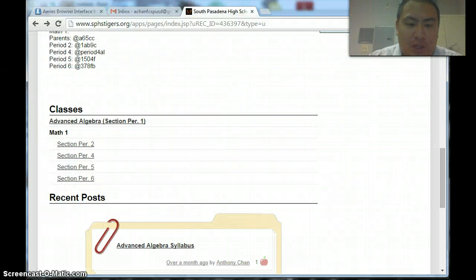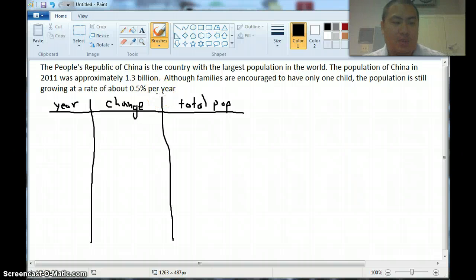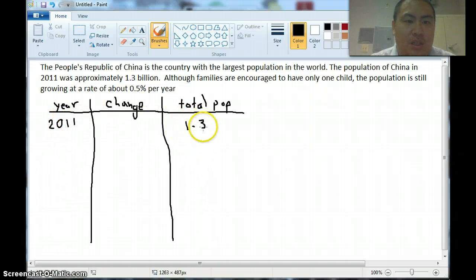So I'm going to pull up a problem that I think you guys might have had trouble with, so I'm going to do this one. Okay, so it says the People's Republic of China is the country with the largest population in the world. The population in China in 2011 was approximately 1.3 billion. So I'm going to start off by filling this as 2011, and the total population was 1.3 billion people.